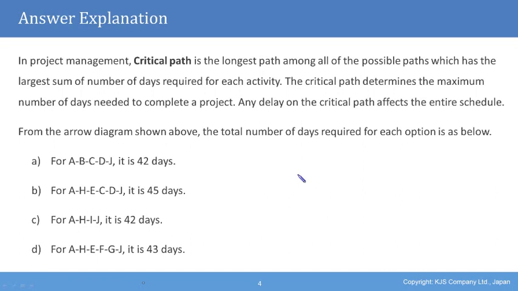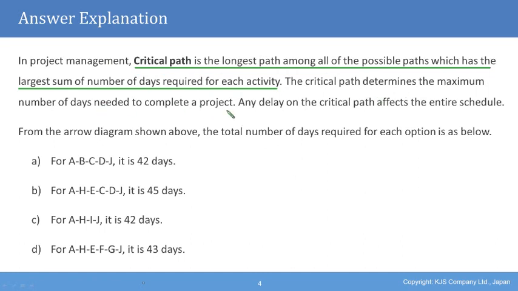First of all, let's revisit what is meant by the critical path. In project management, the critical path is the longest path among all of the possible paths, which has the largest sum of the number of days required for each activity. The critical path determines the maximum number of days needed to complete a project. Any delay on the critical path affects the entire schedule.